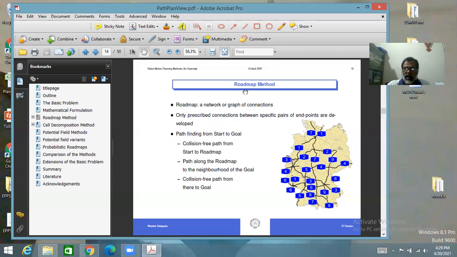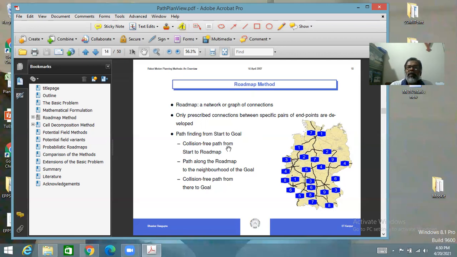That is the first step, to build a roadmap, which connects the length and breadth of the region. And only prescribed connections, because you cannot go on exploring all points in the building of the roadmap, since there are infinite points. So some prescribed connections between specific pairs of endpoints are developed in the beginning. So there is a network now, like this. There is a country in which a lot of roads are there, and you have National Highway 1, National Highway 2, National Highway 3, 4, and so on. Those roads were built at some time.